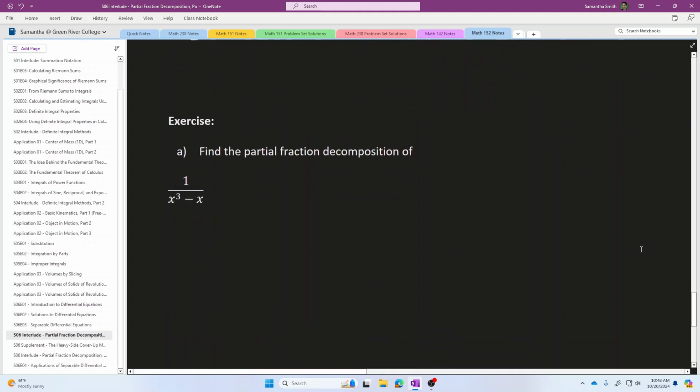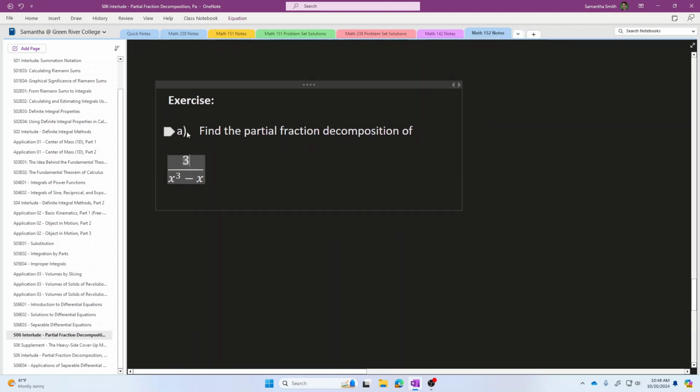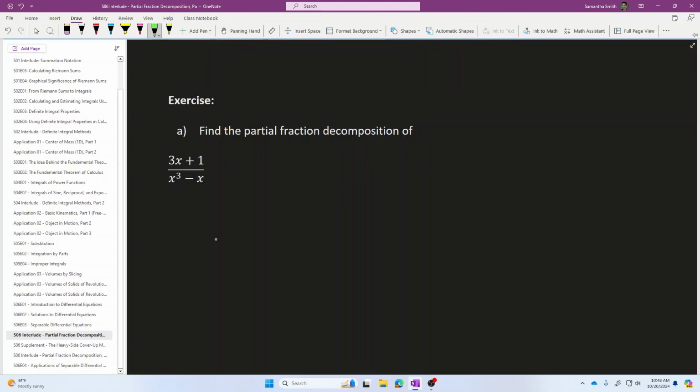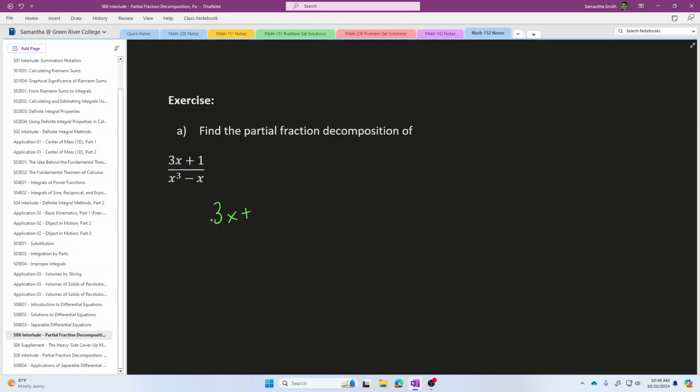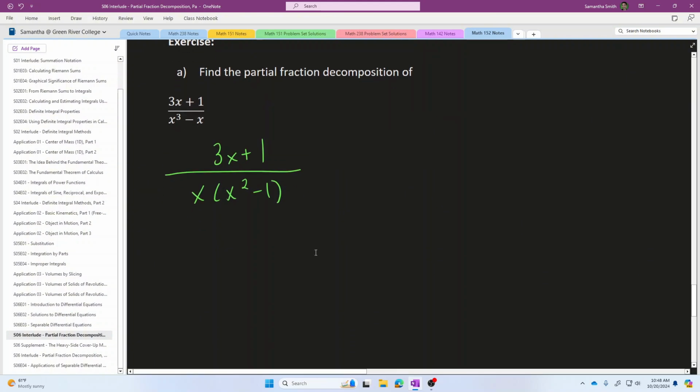Okay, let me show you one more example. And just for flavor, I think I might mix this up a bit and put a 3x plus 1 in this numerator instead of just a 1. So the first thing that I'm going to do is factor this denominator. Recalling from the review bite video, the first thing that I'm going to do is factor out the greatest common factor. There is an x in x cubed and there is an x in x, so I'm going to pull out that x first of all.